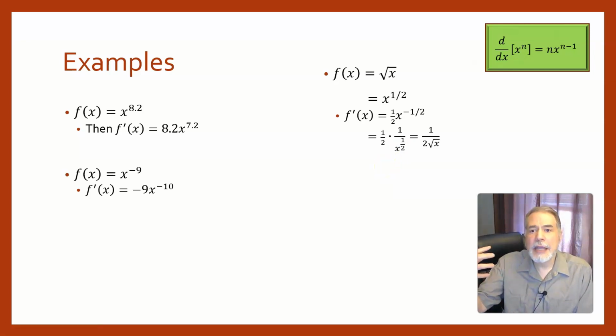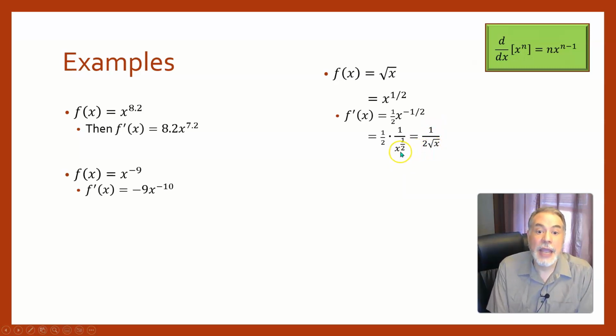And remember, a negative power is equivalent to a positive power in the denominator. So we could also write this as 1/2 times 1 over x to the positive 1/2 power, or 1 over 2 times the square root of x, because again, x to the 1/2 power is equivalent to the square root of x. So we've just seen, with the help of the power rule, that the derivative of the function square root of x is 1 over 2 times the square root of x.